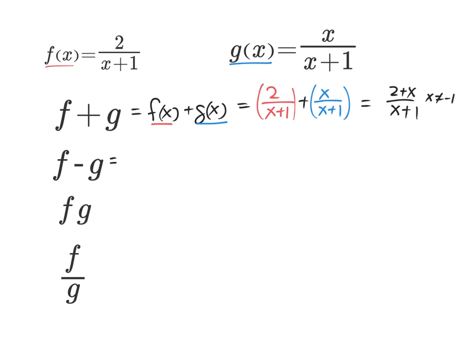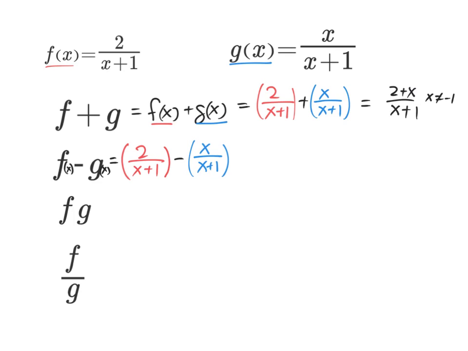The next one is the same thing as f of x minus g of x. I can do the same thing as just putting x here and x here. And so you get f of x, which is 2 over x plus 1, and then minus x over x plus 1. Now in this example, the parentheses don't do anything, but if you had a polynomial up here, you need to make sure that this negative gets distributed to the whole thing. That's why I have parentheses here.